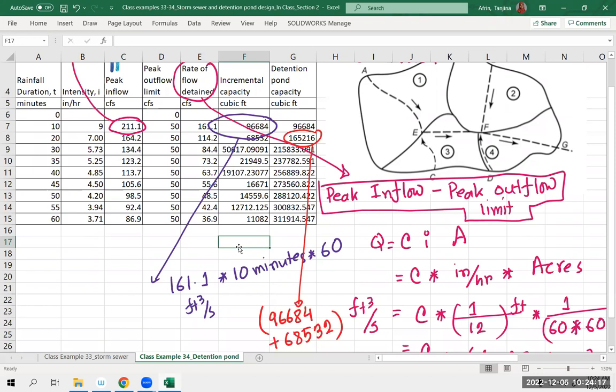So yeah, that is the capacity. There are lots of well-established charts and everything. If we are concerned about the hydraulics, we go through those charts and find out the actual size of the detention pond, like slope, length, width, something like that. But since here we are not doing anything hydraulic, I will just stop here, that is the capacity for each detention pond. Okay. So yeah, that's it for class example 34.